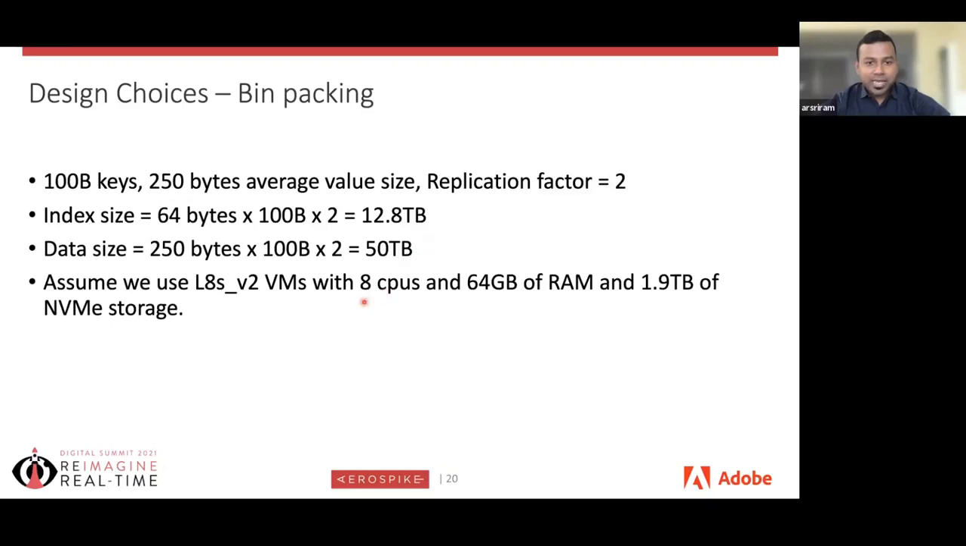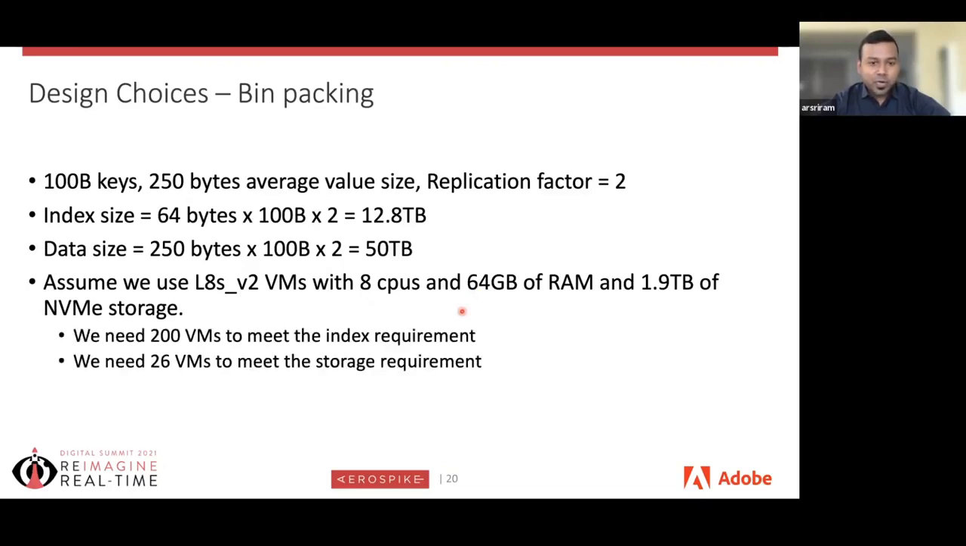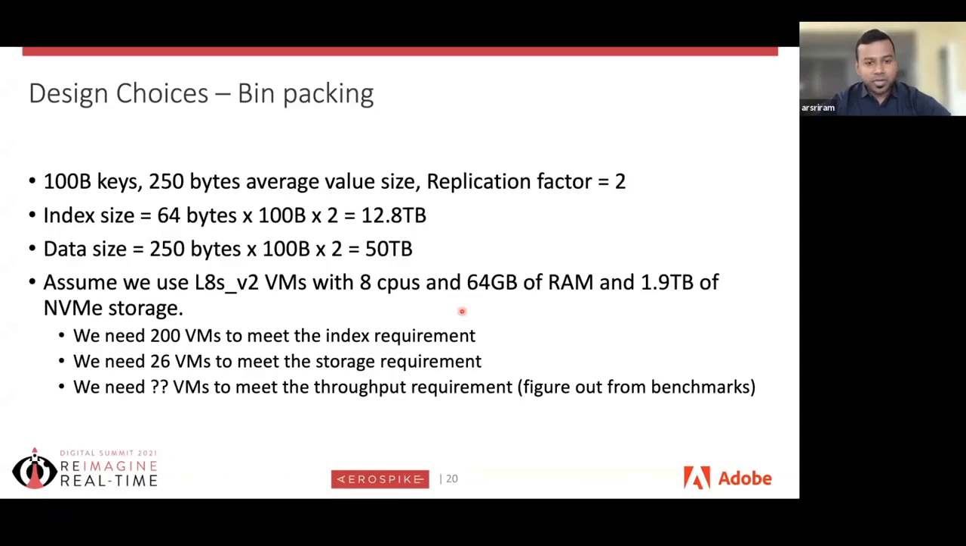If you assume L8 VMs, which have 64 gigs of RAM and 1.9 terabytes of NVMe storage, you're looking at 200 VMs to meet the index requirements and 26 VMs to meet the storage requirements. And you obviously need some minimum number of VMs to meet the throughput requirement, but you need to do some benchmarking to figure it out. So the question is, how can we reduce the index requirement? Because that's a lot of VMs.